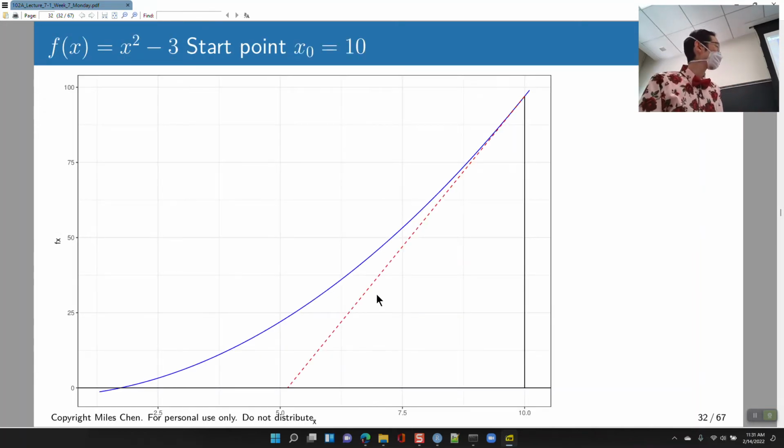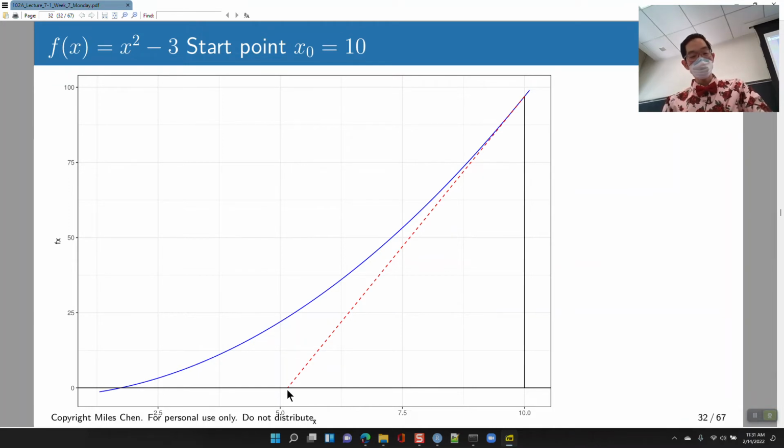So to illustrate, we're going to apply the Newton-Raphson method to a very simple function, x squared minus 3. I'm going to plug in x0 at 10. So 10 squared is 100 minus 3. We start off at 97. Here is the tangent line to the parabola. And it takes me down to this location right here.